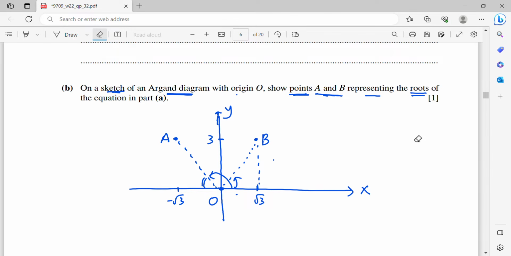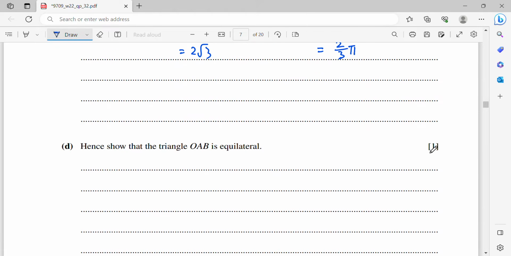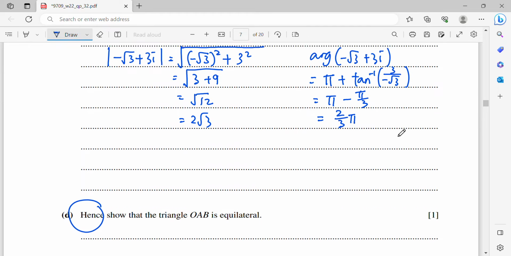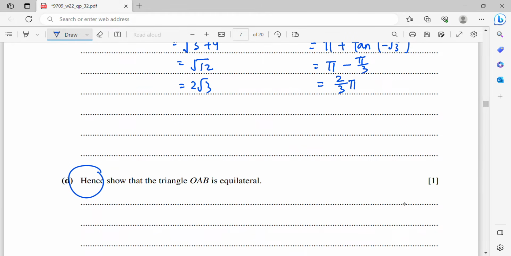Alright, so of course the result of B is just to show the points. So I will have to erase it. Right. So here are the points A and B. Now D hence means use the part C result, both the arguments and also the modulus, to show that the triangle OAB is equilateral.